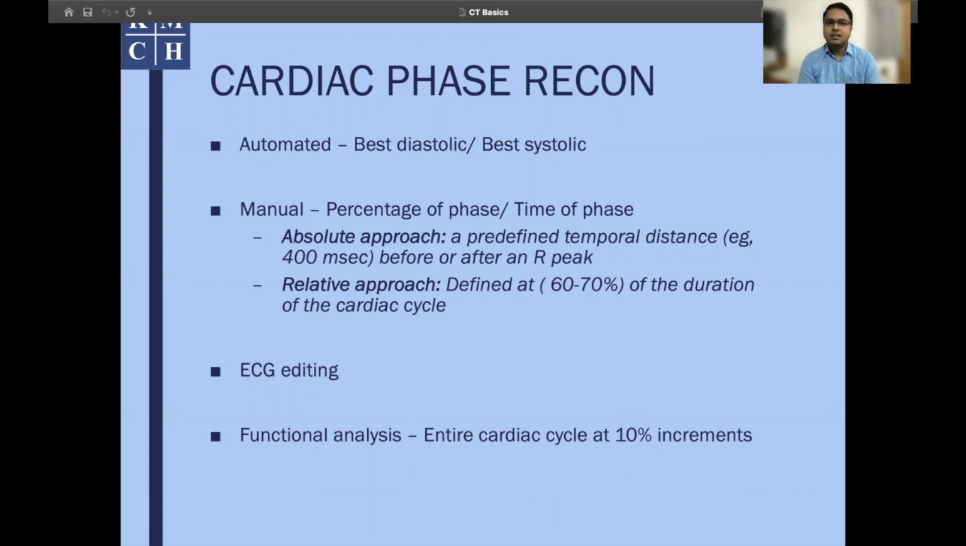ECG editing is done when there are a lot of arrhythmias and the system picks up a ventricular premature contraction as an R wave. Then you can use ECG editing to get good quality images. And when you cover the entire cardiac cycle in retrospective gating, the data can also be used for functional analysis.